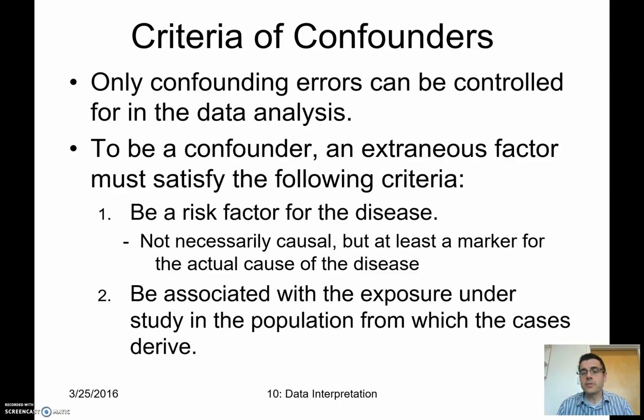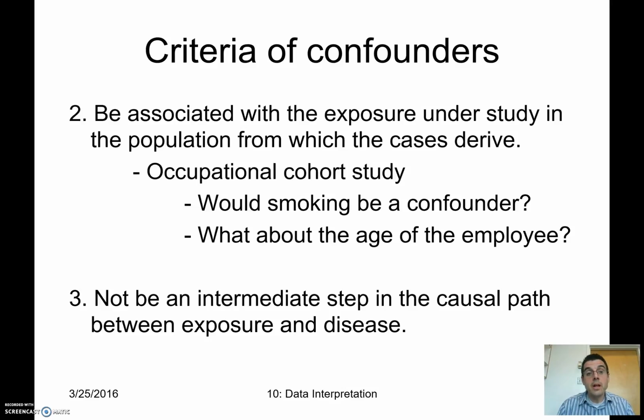To be a confounder, an extraneous factor must satisfy the following criteria. First of all, a confounder must be a risk factor for that particular disease. It's not necessarily a causal factor, but at least a marker for the actual cause of the disease. And it must be associated with the exposure under study in the population from which the cases derive. So that's still kind of abstract to many students, as it was to myself the first time I learned about confounding. So I'm going to talk a little bit more about criteria as to what could be considered a confounder.